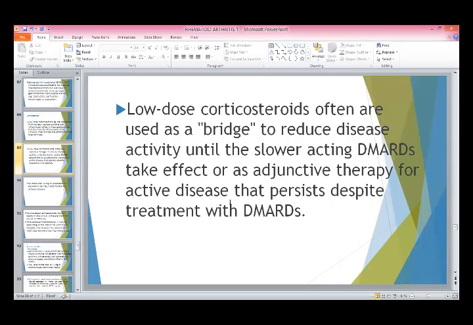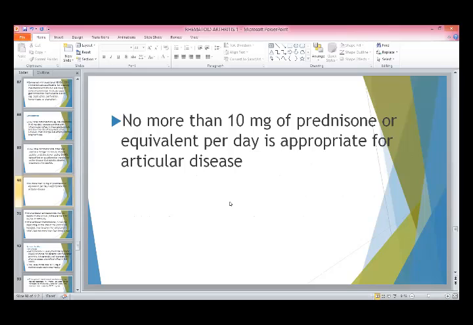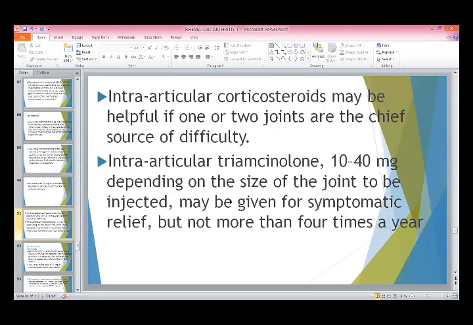Sometimes with disease modifying agents, symptoms persist. In that case, steroids are combined with DMARDs, that is disease modifying agents. No more than 10 milligrams of prednisone or equivalent per day is appropriate for articular disease.